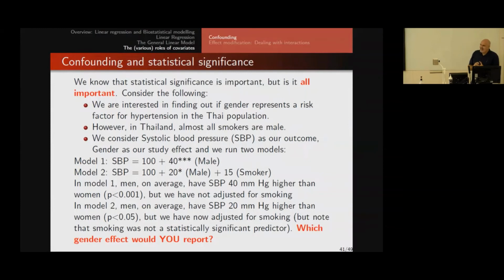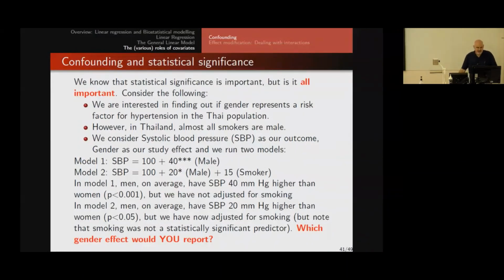However, in Thailand, and I lived there for a while, almost everyone who smokes is male. Generally speaking, women do not smoke there. They just don't. Anyone who's a smoker is a male. I'm talking about like 99% of smokers are male there. It's incredible. So we consider systolic blood pressure as our outcome, gender as our study effect, and we run two models.